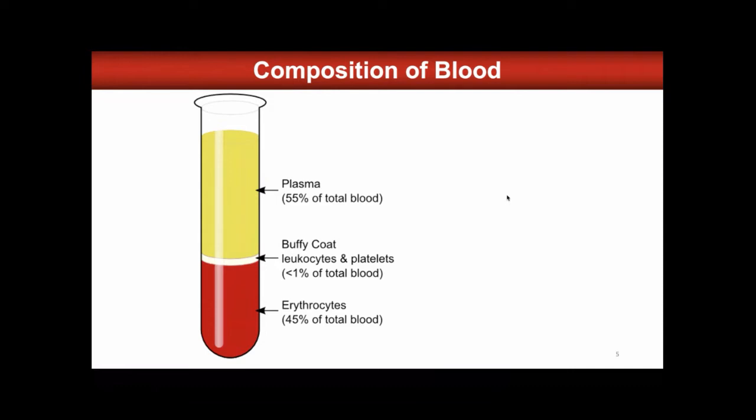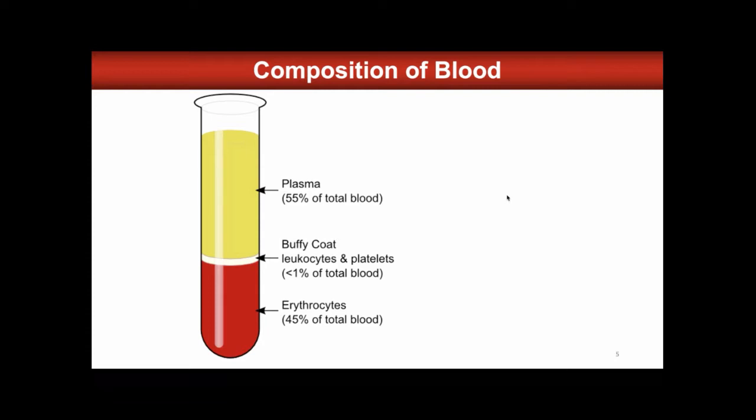So red blood cells, which are technically called erythrocytes, erythro means red, cyte is cell. So erythrocytes are about 45%. Then you have less than 1% of the volume of our blood made up of leukocytes, which are white blood cells. Leuko means white. And platelets, which are involved in blood clotting.